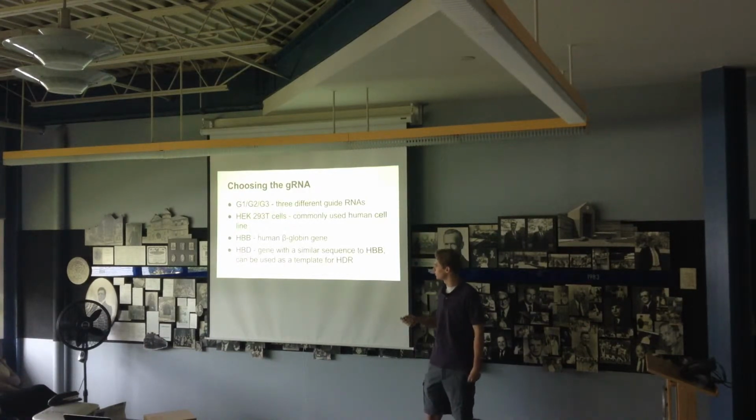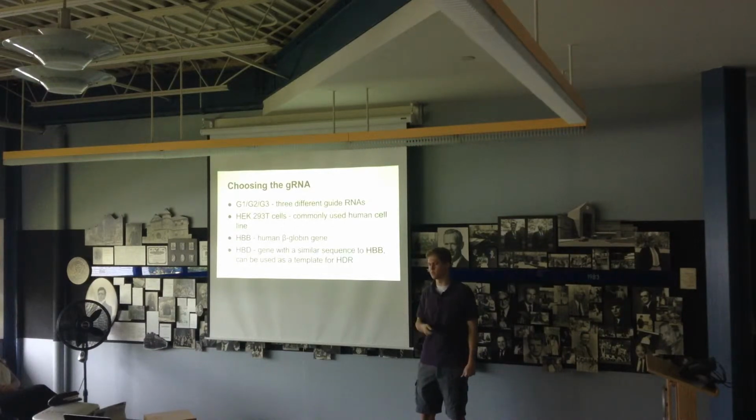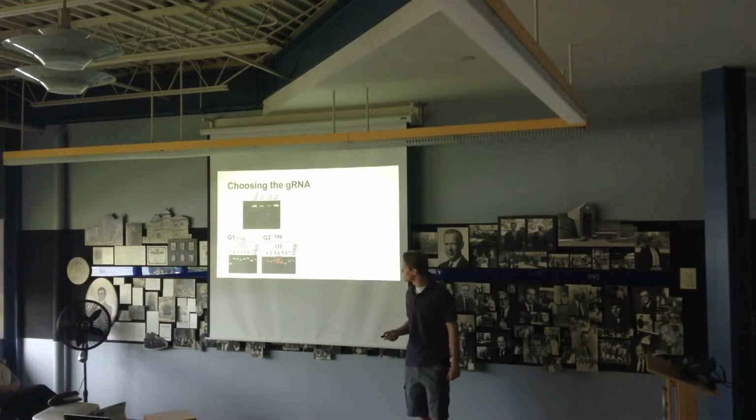The gene that they're going to be looking at in all of these experiments is called HBB, or human beta globin, which is just a component of hemoglobin. And there's another gene I'm going to mention called HBD, it's related to HBB. It has a very similar sequence. And because of that, the cell can use HBD as a template for homologous recombination directed repair.